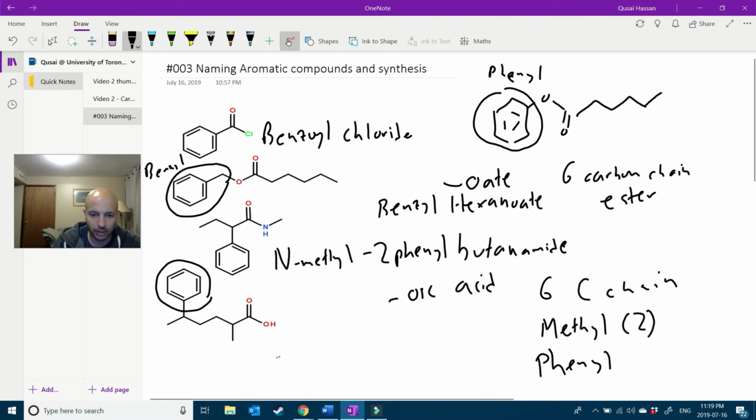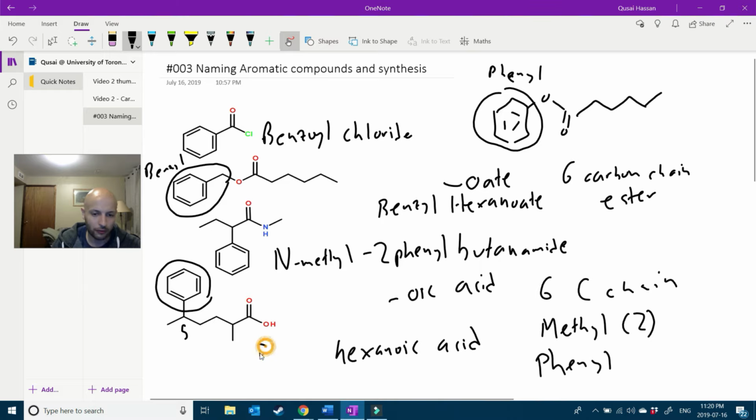So now we're ready to name, right? Let's start with the end. The carboxylic acid is attached to a 6 carbon chain, so it's going to be a hexanoic acid, right? And we have the phenyl. So remember, we go by alphabetical order, so the phenyl is going to come right before the hexanoic acid, and the phenyl is in position 5. It's on carbon 5 in this carbon chain.